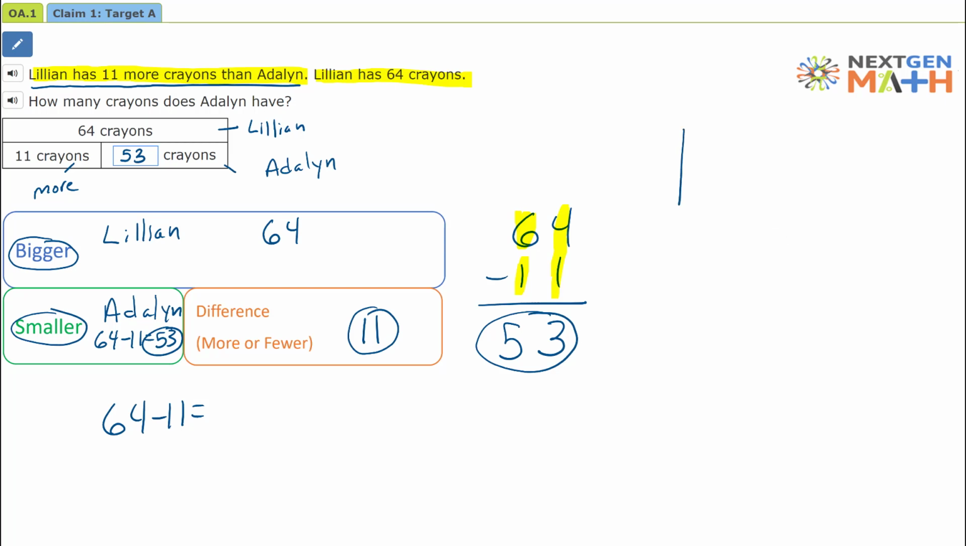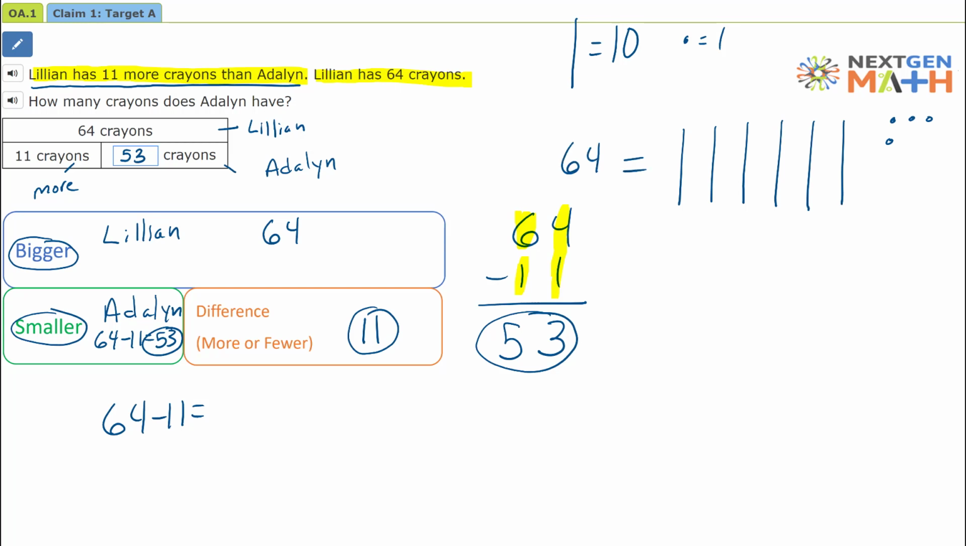To solve this visually, if we want to use our base 10 blocks, each of these rods is equal to 10, and a little dot is equal to 1. Here's 60, plus 1, 2, 3, 4 dots. So this right here represents 64. Now when we subtract 11, what does that mean?